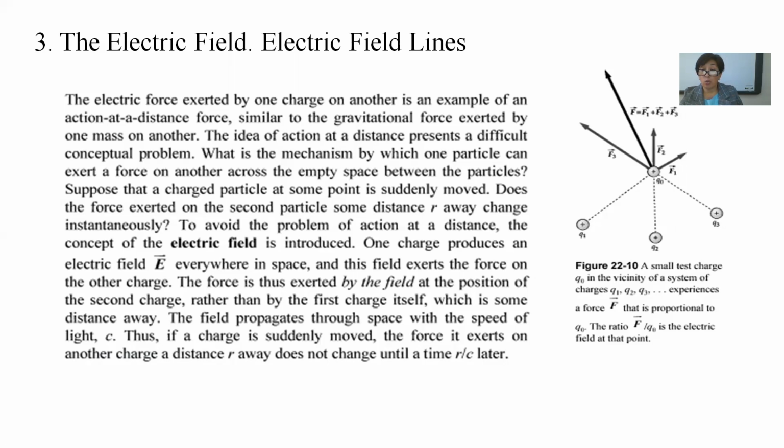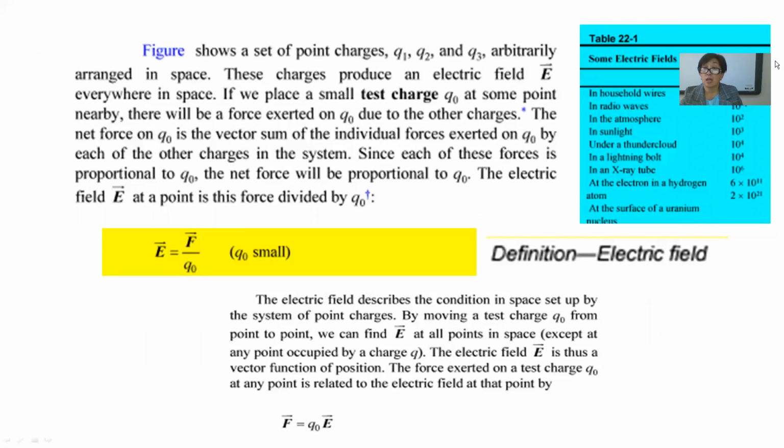The ratio of the electrical force divided by the test charge is the electrical field at that point. The notation is E, and the formula for the electrical field at the point is F divided by Q0. Q0 is a small electrical charge, the test charge. The test charge is small.